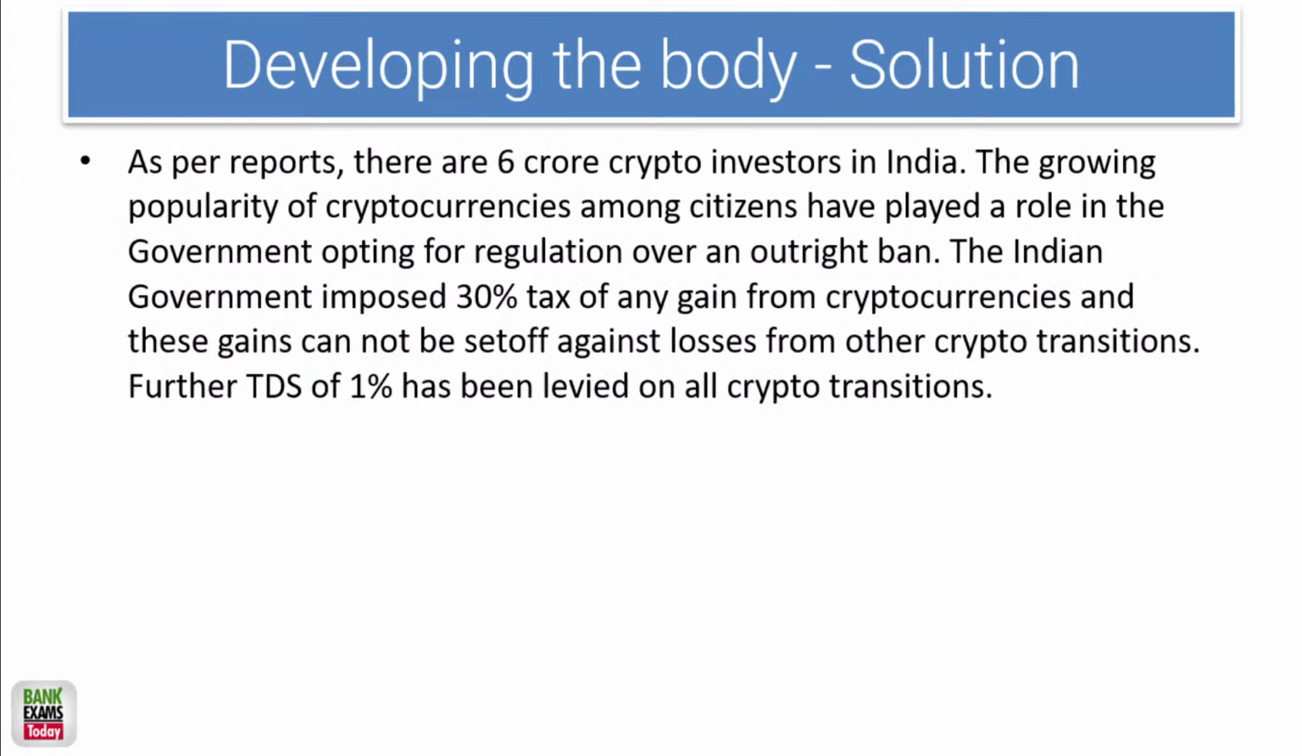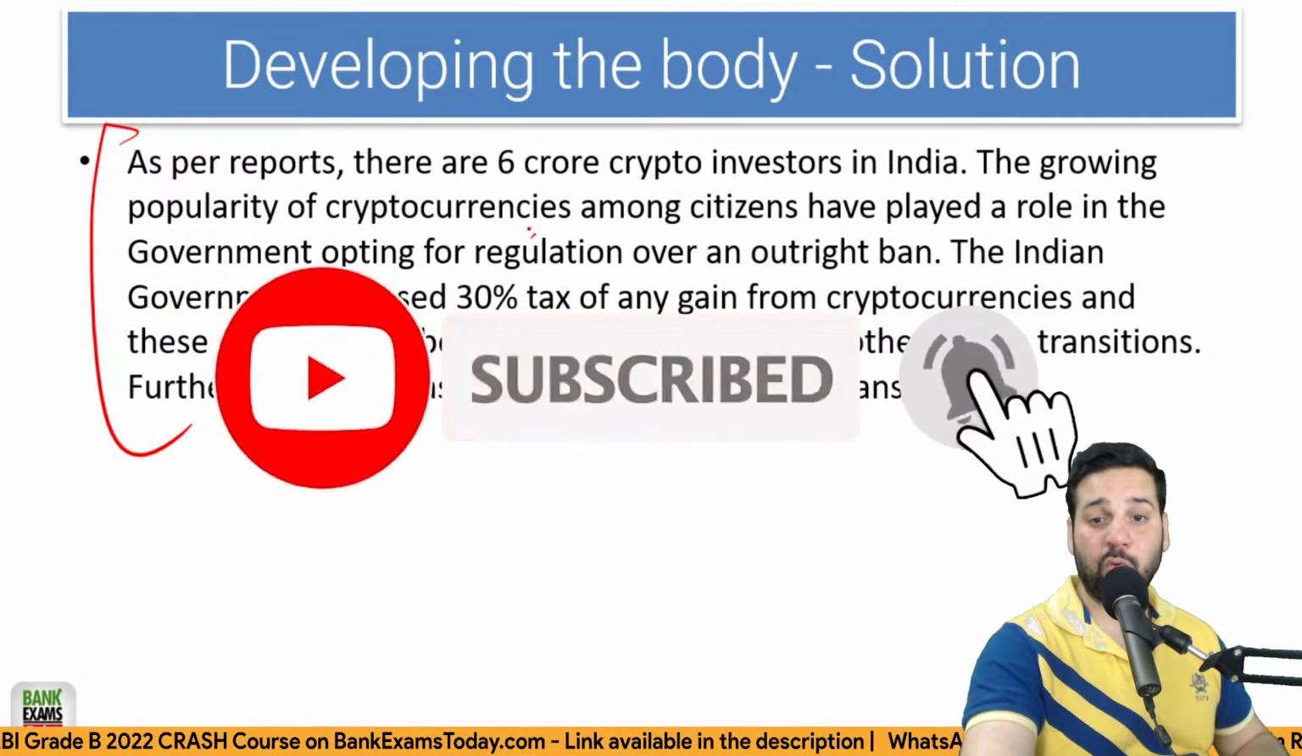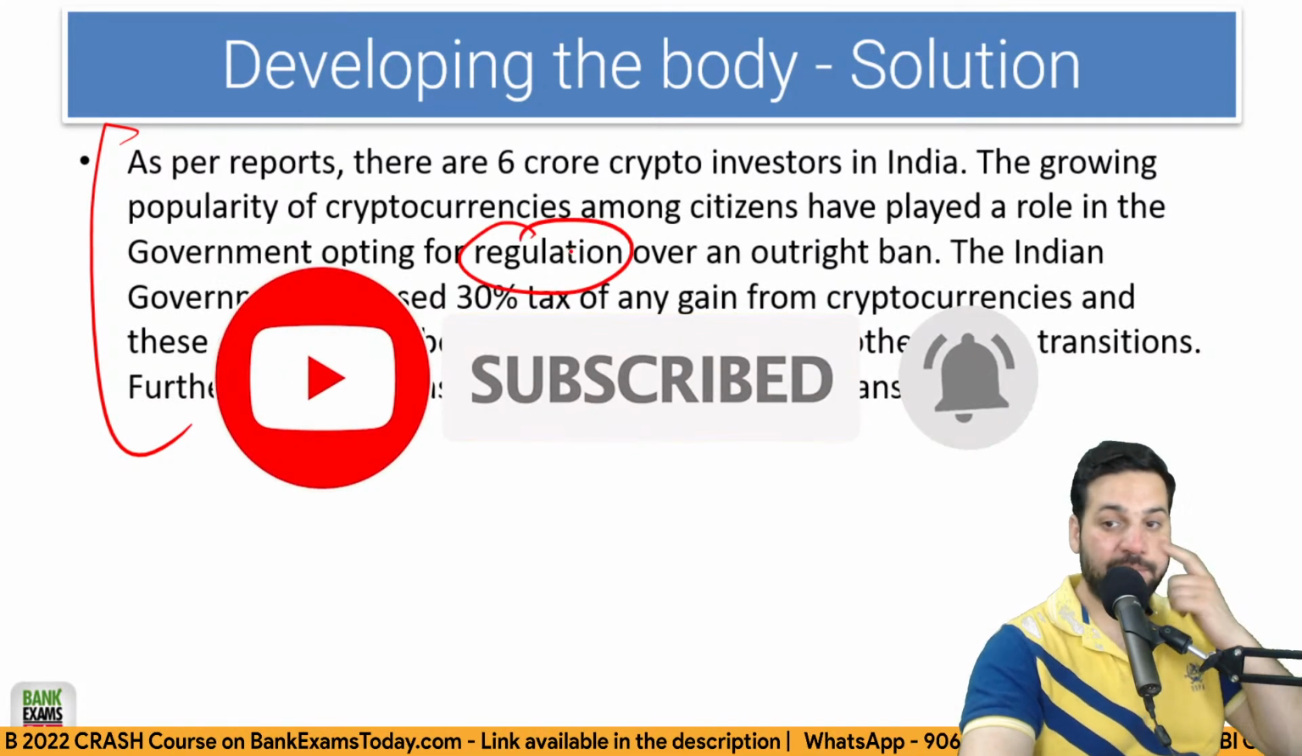Now develop the body paragraph 2. That is the solution. What is the solution that you are having? As per the reports, 6 crore crypto investors are there in India, and its popularity is growing. So instead of banning the cryptocurrencies, the government is trying to regulate it instead of the outright ban.